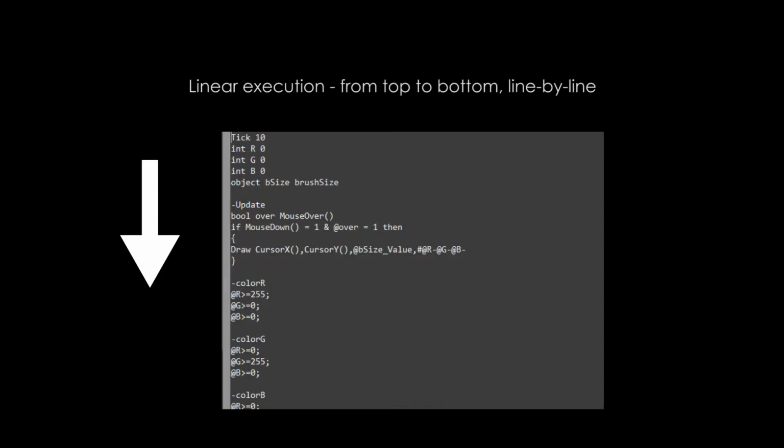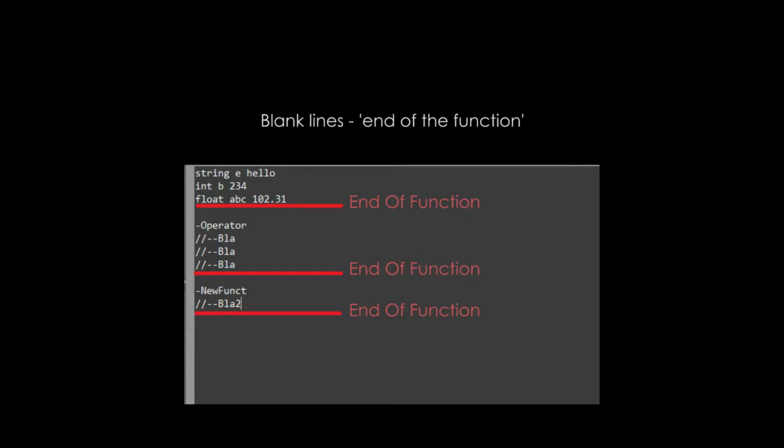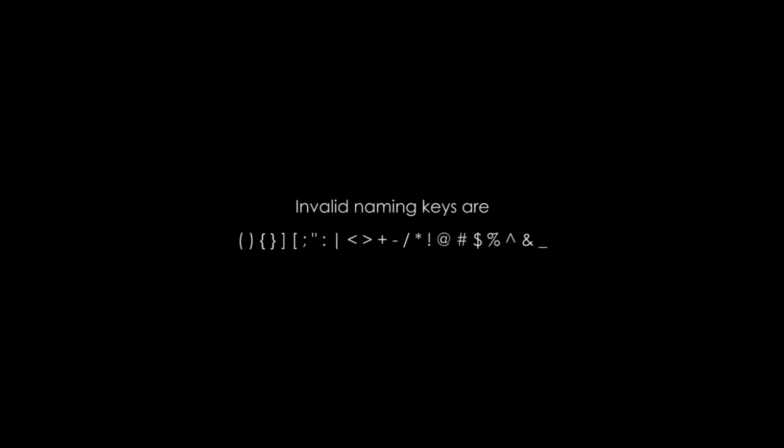So let's start with the syntactic rules. The language itself executes procedurally from top to bottom, line by line, so each line has a specific statement. The compiler will ignore unknown characters or invalid keywords. Each statement has to be written exactly as it's created, so the capital characters and spaces are very important. A blank line means the end of the function, which means that all statements in one function have to be written together. Also, you can't use the special characters that you can see on the screen, especially for variable names.